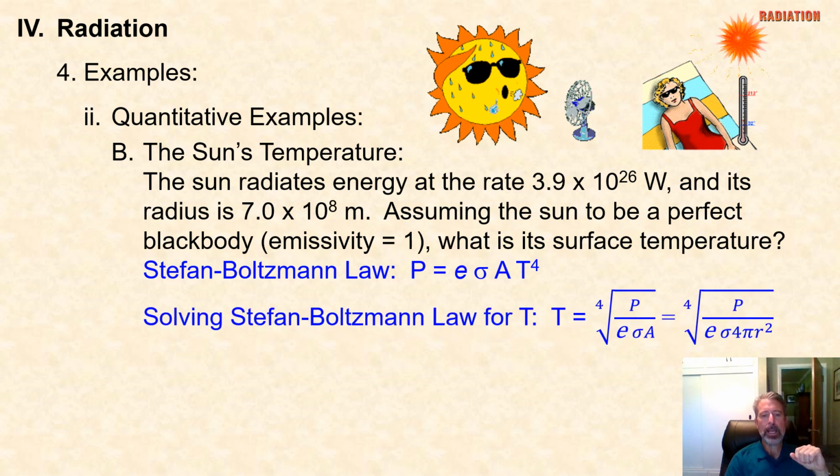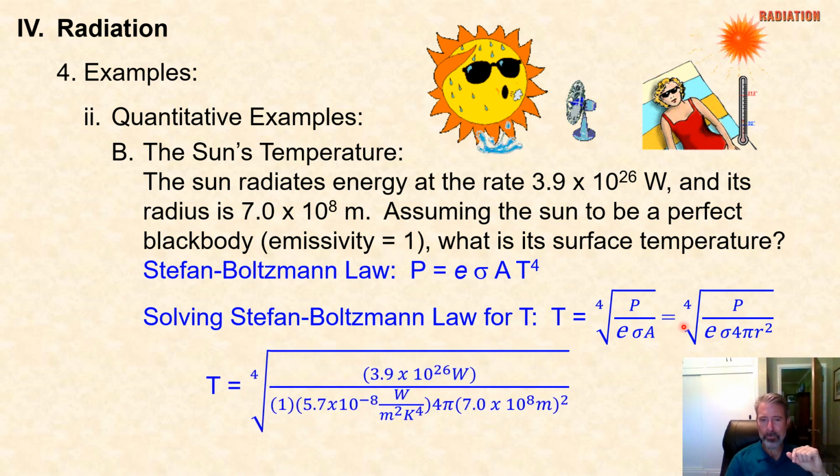And according to the Stefan-Boltzmann law, we will solve for temperature. That means taking the fourth root of the power divided by the emissivity constant, divided by the Boltzmann constant, divided by the surface area of the sun. And by the way, the surface area of the sun, you will see over here, we are writing as 4 pi r squared since we're given the radius of the sun.